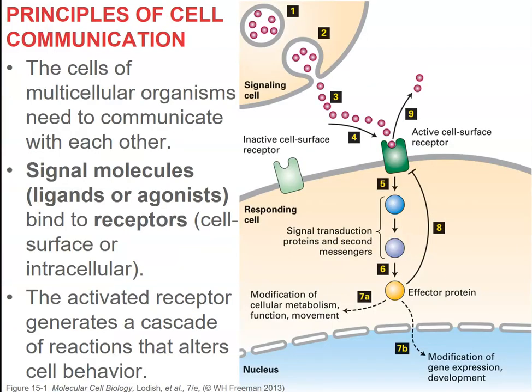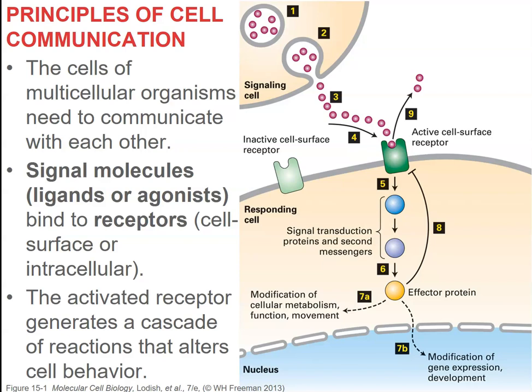So first, what are some of the principles of cell communication? Well, we are multicellular organisms, so our cells need to communicate with each other. So we have signaling molecules. We can call them ligands or agonists, and they bind to receptors. The receptors can be outside the cell, or they can be inside. And when the ligand binds to its receptor, it generates a cascade of reactions that alters the cellular behavior.